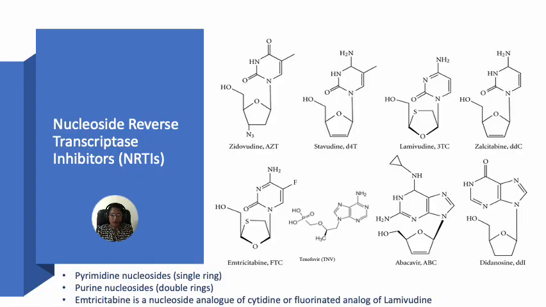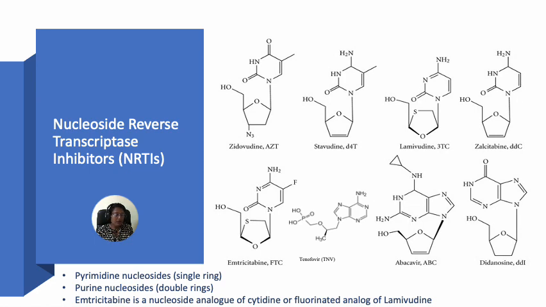So in this hour, we're going to look at all of them, and we have the nucleoside reverse transcriptase inhibitors. I don't need you to remember their structure, but I do need you to understand and appreciate that some of them are pyrimidine and purine nucleosides, and the difference being their single and double rings. This will affect their mechanism of action. It will affect their bioavailability. It will affect their activity and their pharmacokinetics.